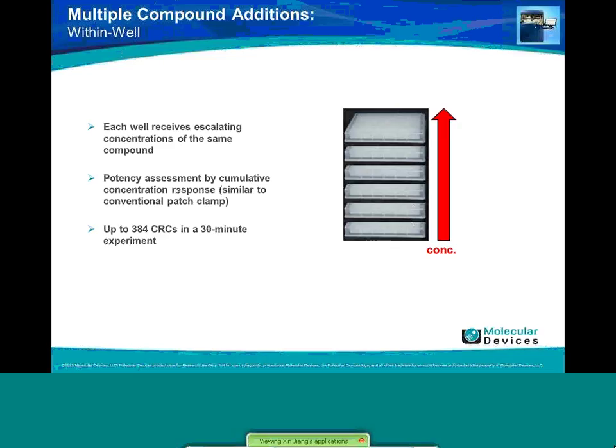And the potency of the pharmacology is analyzed by doing an accumulating fashion of dose response curves, which is similar to what most people do with conventional patch clamp. But this allows you to generate up to 384 compound dose response curves in about a 30 minute long experiment.